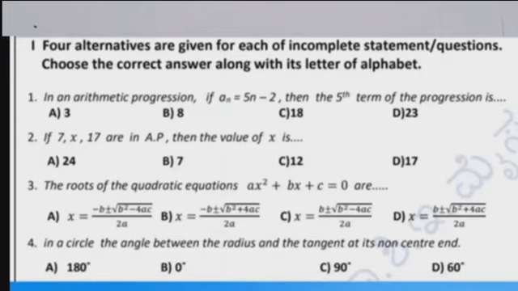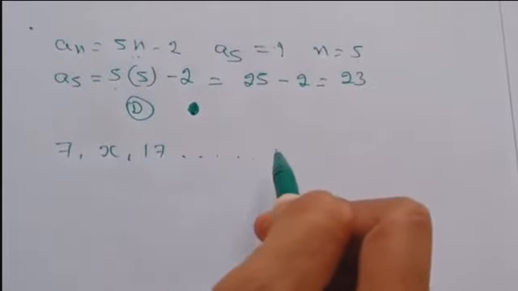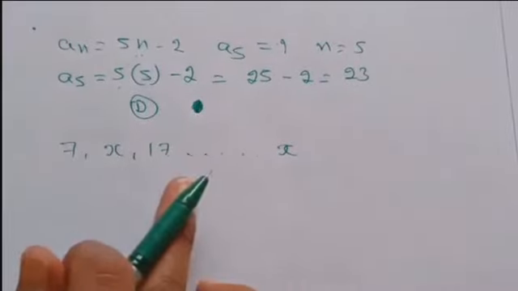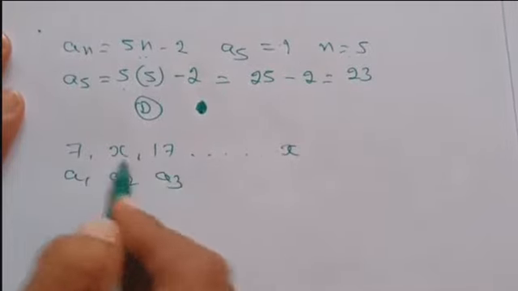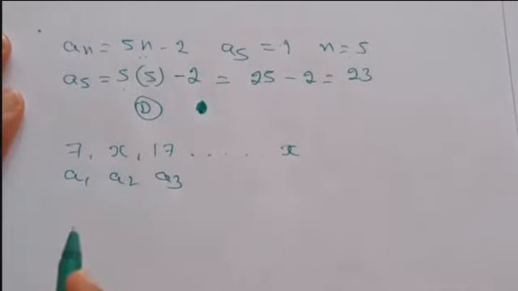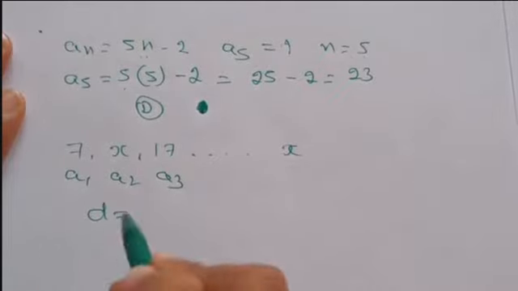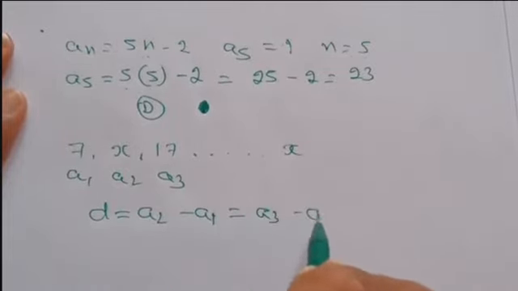Okay. So if 7, x, 17 are in AP, the value of x is. Now how to find this? These terms are in AP, right? Let me call this A1, this A2, this A3, because these terms are in AP, correct? So I will apply the common difference formula: A2 minus A1 equals A3 minus A2.